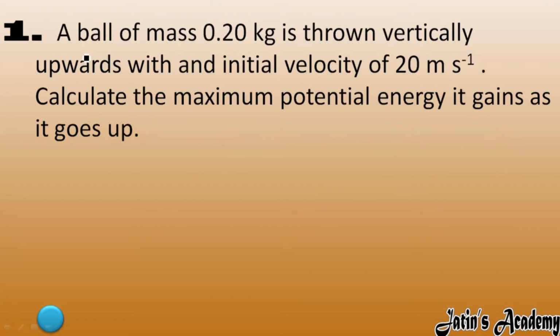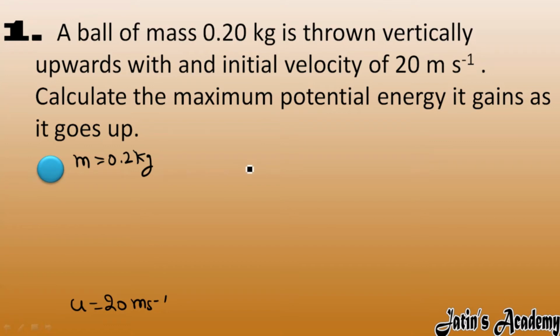First we have a ball of mass 0.2 kg thrown vertically upward with an initial velocity of 20 meter per second. Calculate the maximum potential energy it gains as it goes up. So for example, a ball is thrown vertically upward with an initial velocity of 20 meter per second and the mass of the ball is given as 0.2 kg. Here we have to calculate the maximum potential energy gained by this ball.